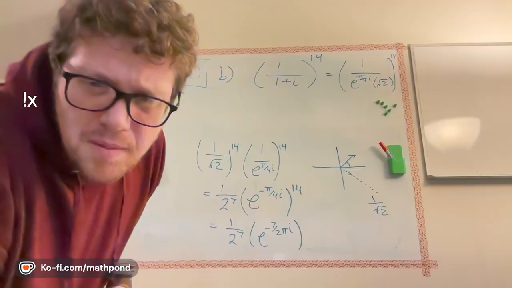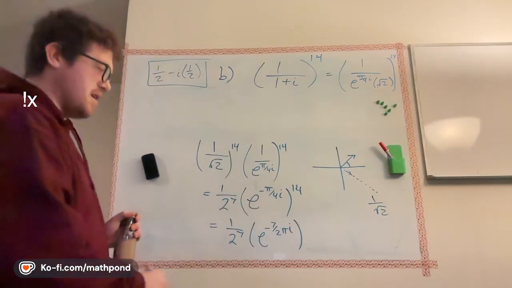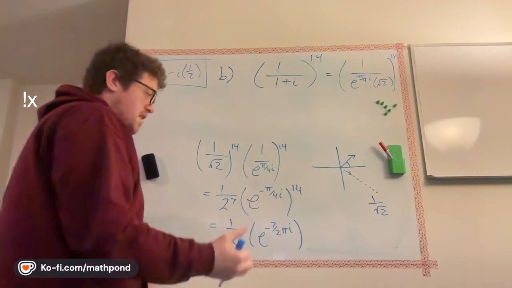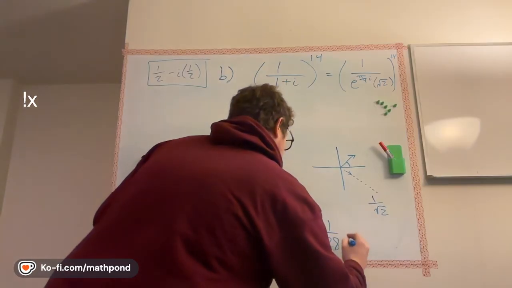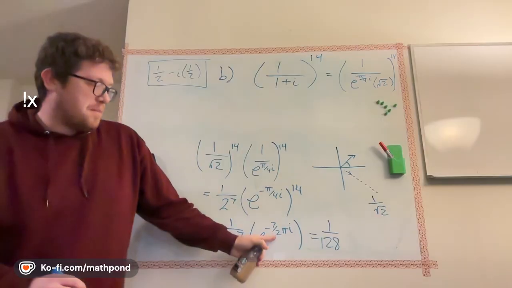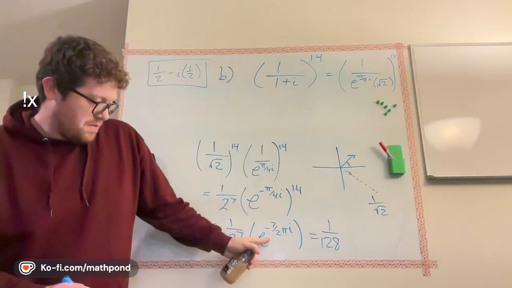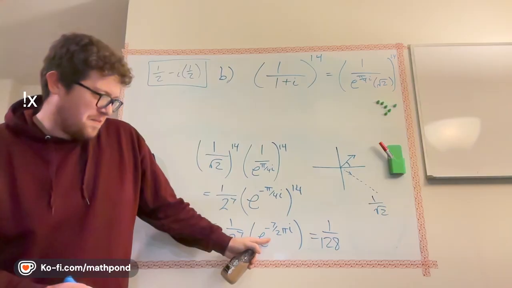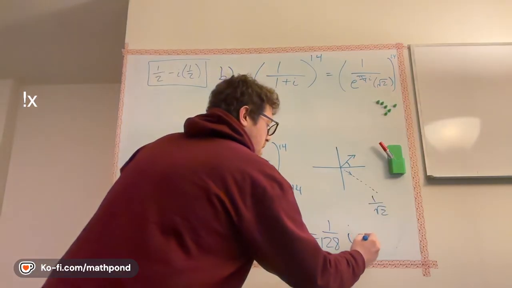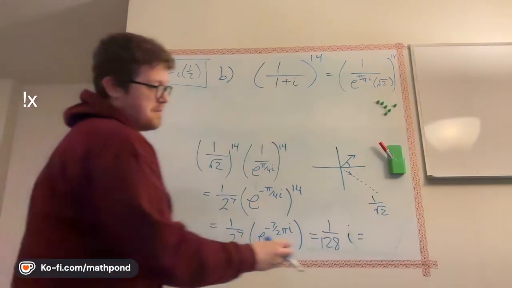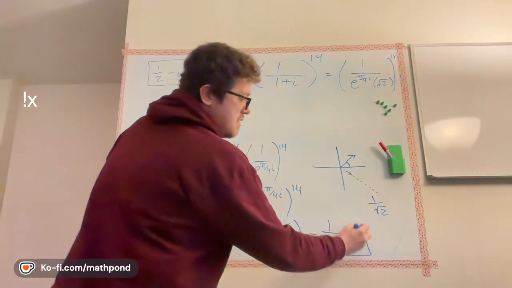Rex, I'm confused by what you're saying. You get i over 128? I don't think I get i here. Oh, I see what you're saying. Right. Sorry, Rex. Yeah, right. So e to the negative 7 pi over 2. So this is just equivalent to negative... it's just positive pi over 2. So that's just i. Yeah, right. So 1 over 128 times i. Right. Sorry about that.